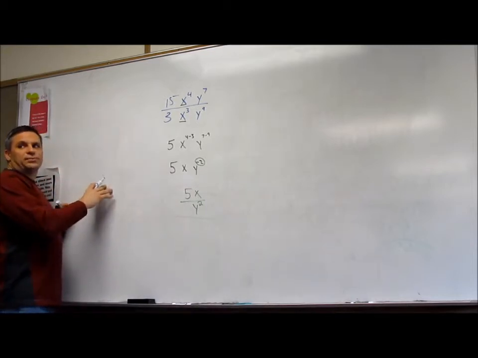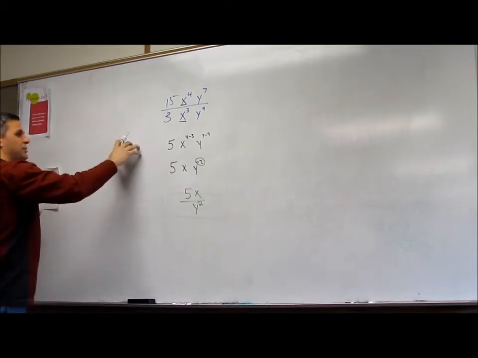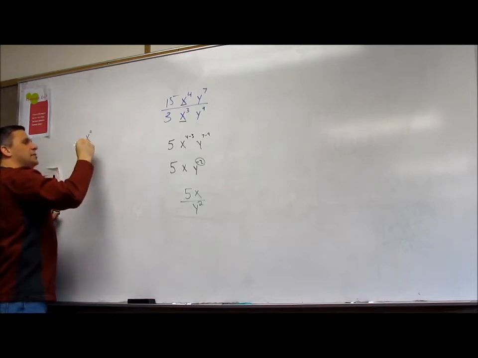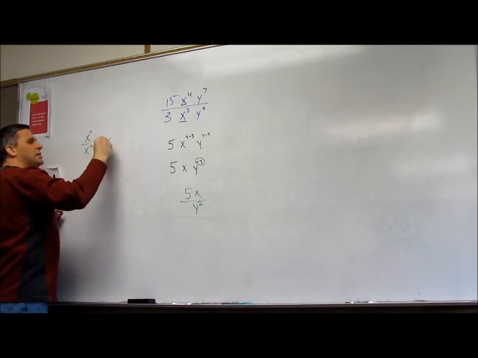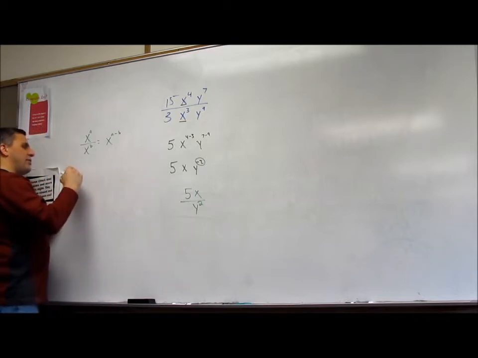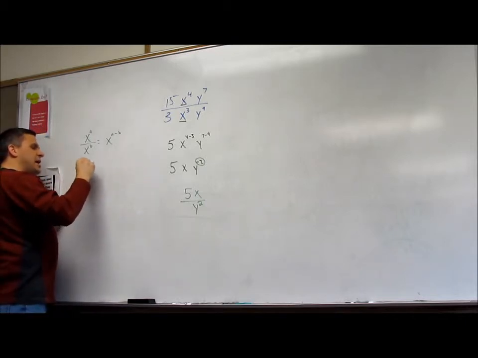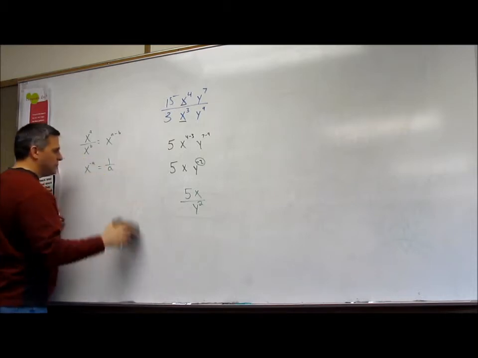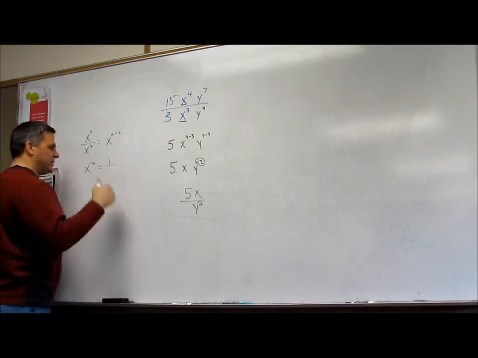Remembering my rule, we have those certain rules. Up here, the rule is if I have x to the a divided by x to the b, it equals x to the a minus b. And down here, if I have x to the negative a, it equals 1 over x to the a.